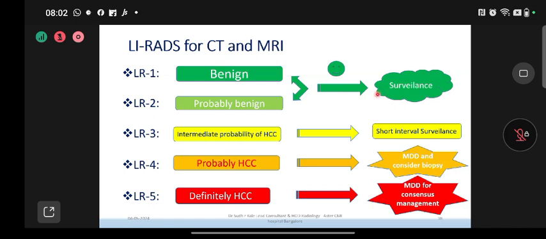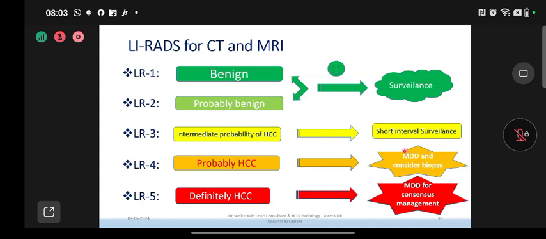Surveillance of the lesion. Then the next category, LR3, where there is an intermediate probability of HCC, then we need to have short-term surveillance, like say 3 months or 6 months. Then we have the LR4 category, which suggests that there is a probable HCC. That is when this becomes important.